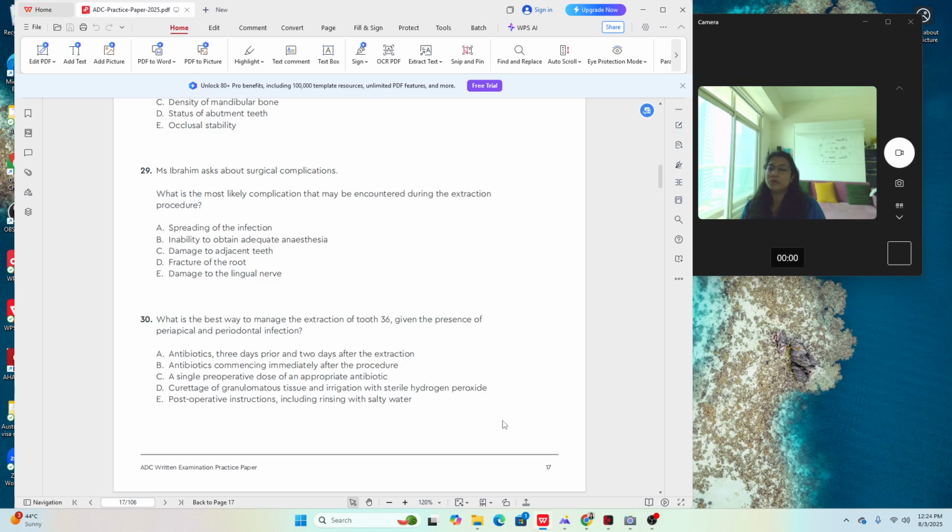But once you have removed it, the body kind of heals that area. So all you have to do is to give the patient a good post-operative instruction, including rinsing with salty water, which would be enough. That is called conservative management. So write it down in your notebook if you're watching this video. Antibiotics are not given in healthy patients for a single tooth abscess. Understood? So this is what it is.